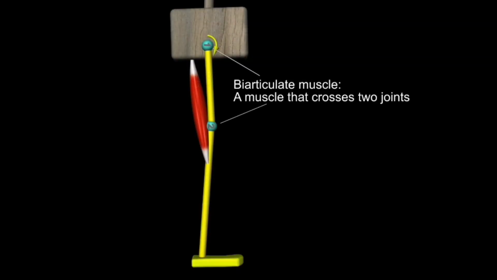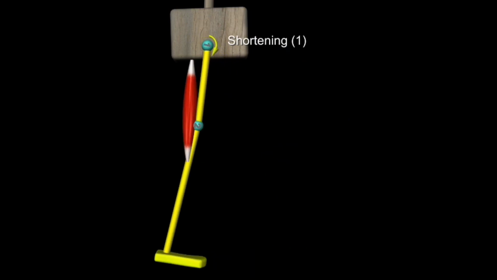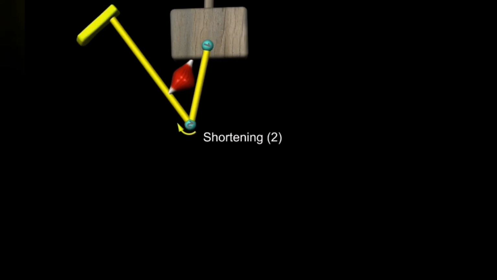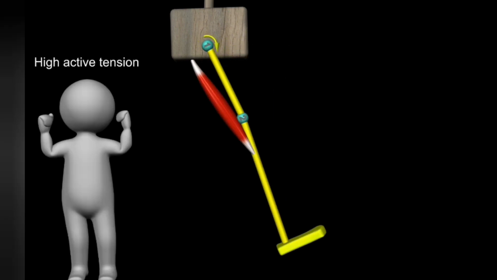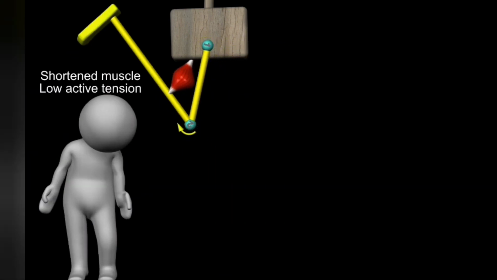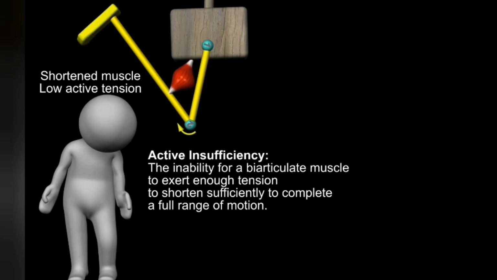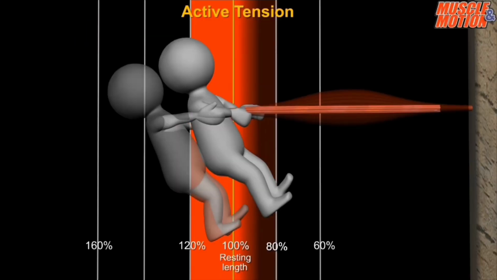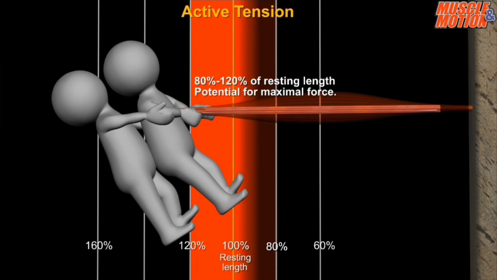A biarticulate muscle is a muscle that crosses two joints, meaning that it contracts at a relatively large range of motion by moving two joints. When the muscle is slightly elongated, it has a high tension capacity. But when the muscle is shortened at the end of its range of motion, it enters a state called active insufficiency. The active insufficiency manifests in the biarticular muscle's inability to shorten sufficiently and produce enough tension to complete its full range of motion. The active tension of a muscle depends on its length.